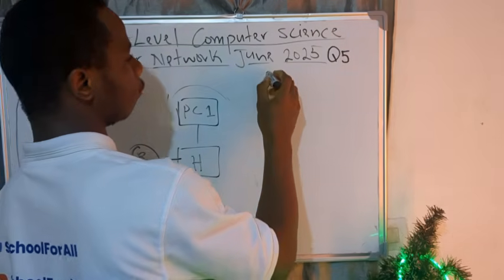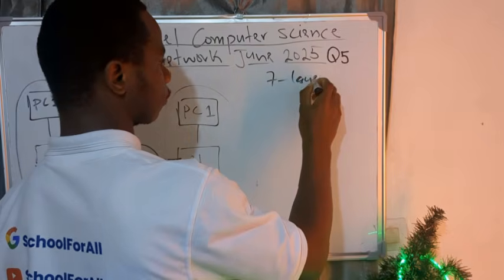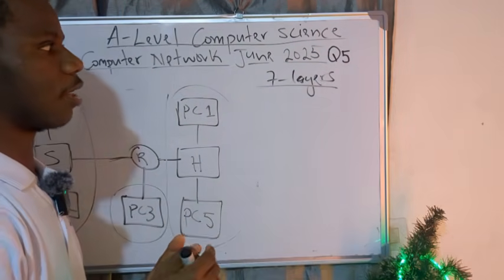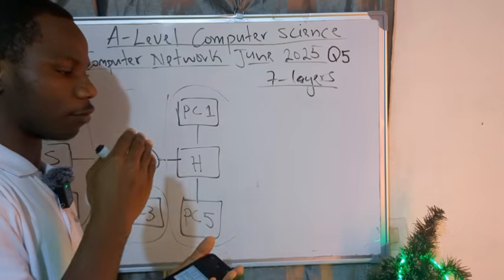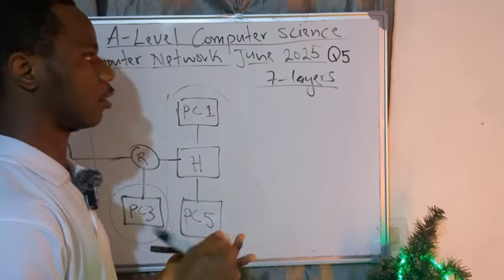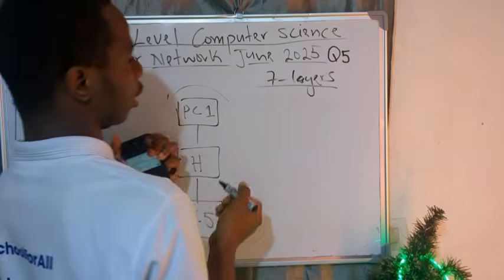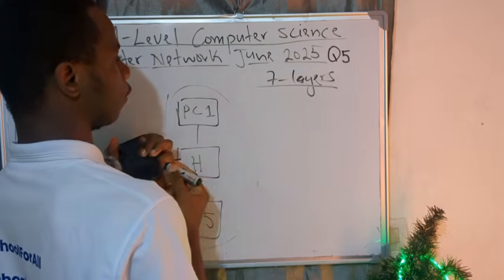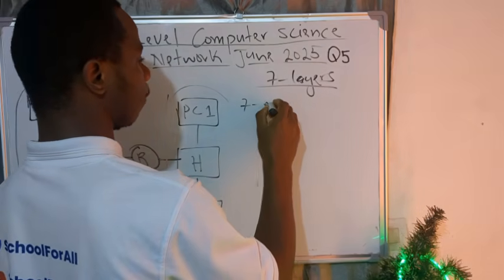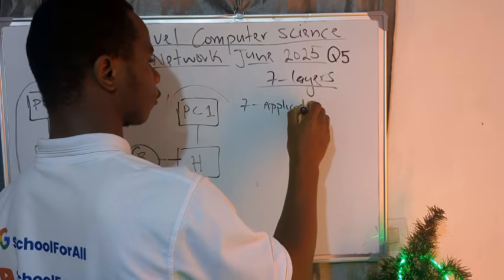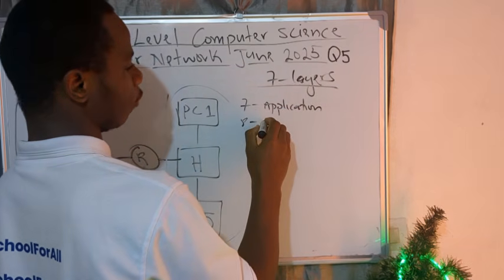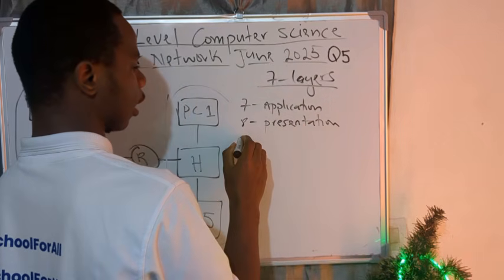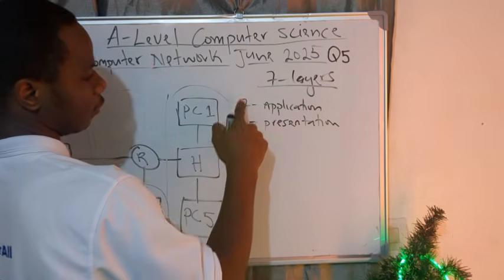So the OSI model is made up of 7 layers. And never forget that these 7 layers, in fact, describe how data are being treated before it moves from sender to receiver. Take note of things like that. So the 7 layers here generally are arranged from top to bottom, meaning from layer 7 to layer 1. Now, layer 7 here, we have what we call the application layer. Layer 6 here, we have what we call the presentation layer.